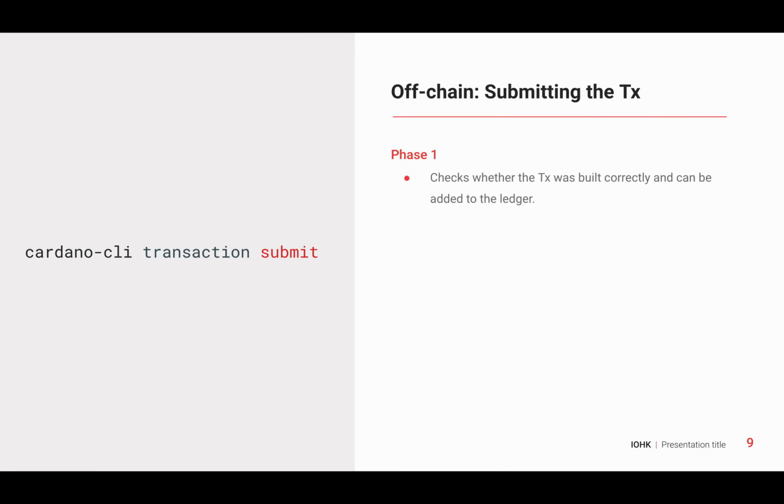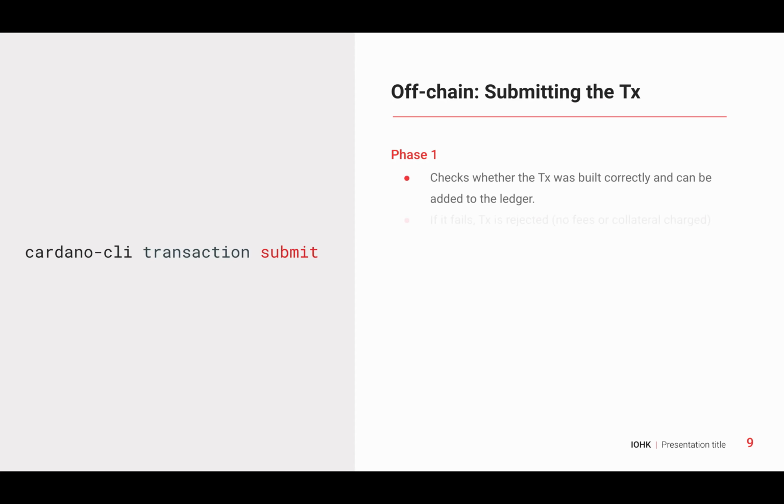The first phase does multiple checks to know whether the transaction was built correctly and can be added to the ledger. For example, it checks if its inputs refer to UTXOs that actually exist on the ledger. Also, if it pays the correct amount of fees and provides the correct amount of collateral. If all the hashes are correct, if it includes all the data required for executing your Plutus scripts, etc. Basically, phase 1 checks everything except if the scripts validate the transaction.